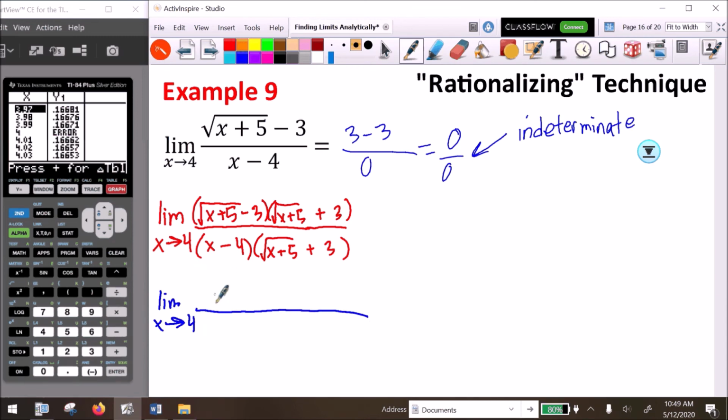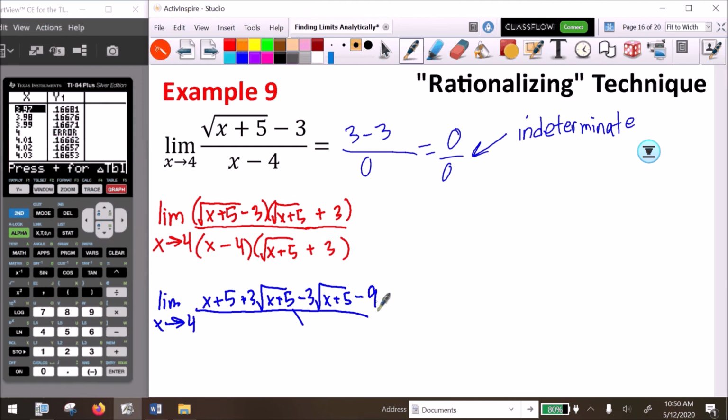We have this thing multiplied by itself. Well, the square root of a number times itself is equal to that number. So the square root of x plus 5 times the square root of x plus 5 is just x plus 5. And then 3 times the square root of x plus 5 is just 3 times the square root of x plus 5. And then we have negative 3 times the square root of x plus 5. So that's negative 3 times the square root of x plus 5. And then finally we have negative 3 times 3, which is negative 9.